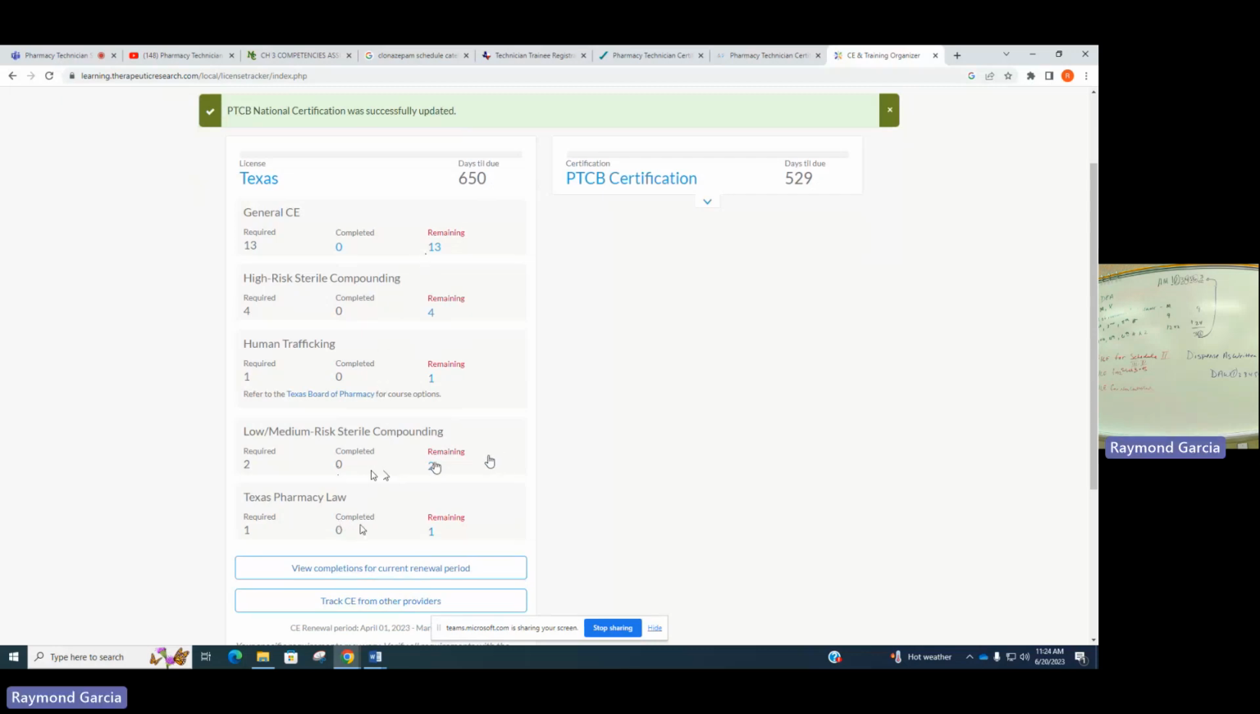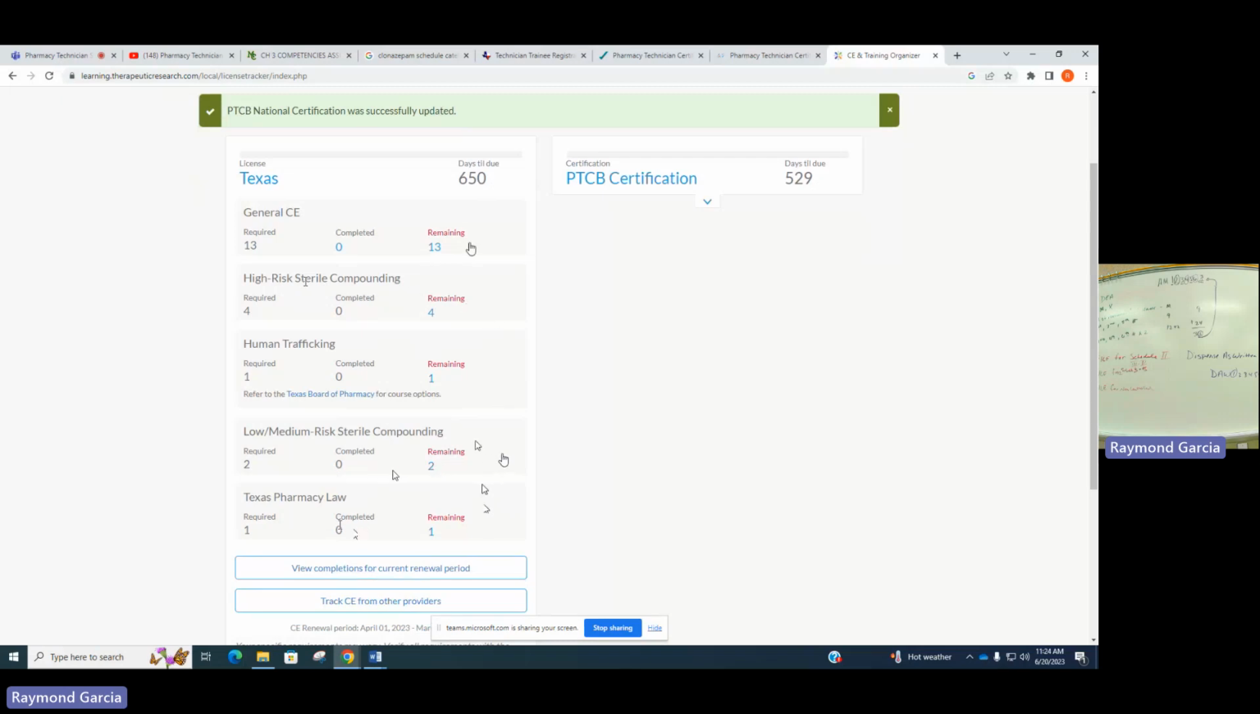So I need 13 hours of this, 4 hours of high risk sterile compounding, 1 hour of human trafficking, 2 hours of low to medium sterile compounding, and 1 hour of law. That should all equal 20 hours. Let's see, 17, 18, 19, 21 hours. So in Texas, it's at least 21 hours.